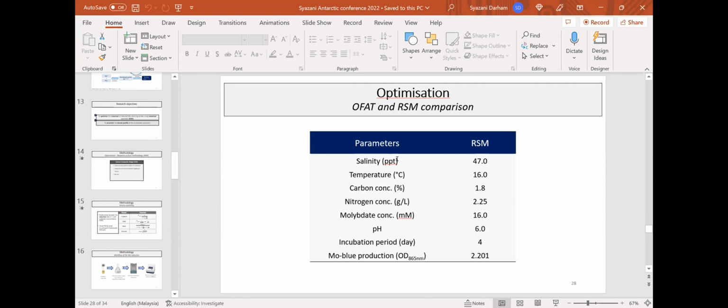So in a practical sense, I do think that the bacteria can also reduce molybdenum in a normal saline condition, which is the Antarctic salinity level, which is around 3.5%, right? All right. So thank you for the question.